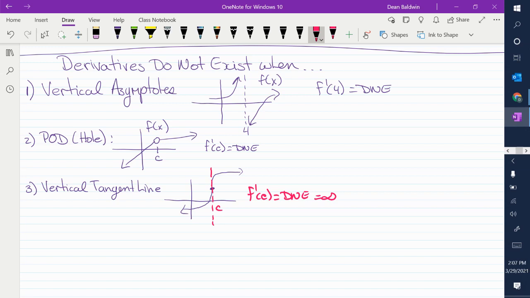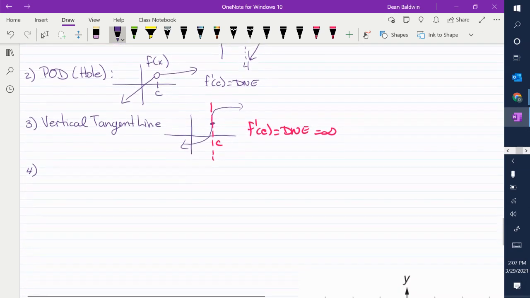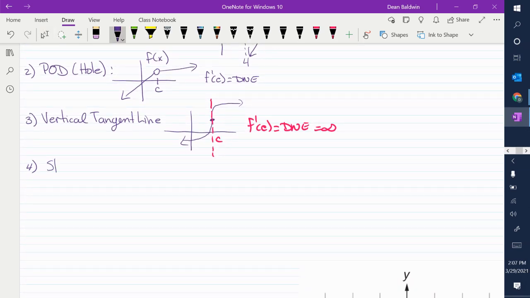And then the last one isn't as intuitive, but you just have to know. Sharp turns. Not shark, sharp. So the infamous one that you've seen before would be an absolute value graph like this. The derivative at C does not exist.